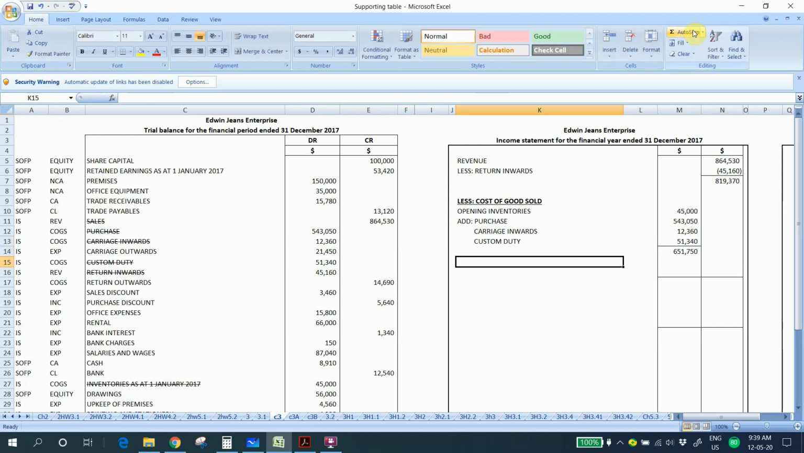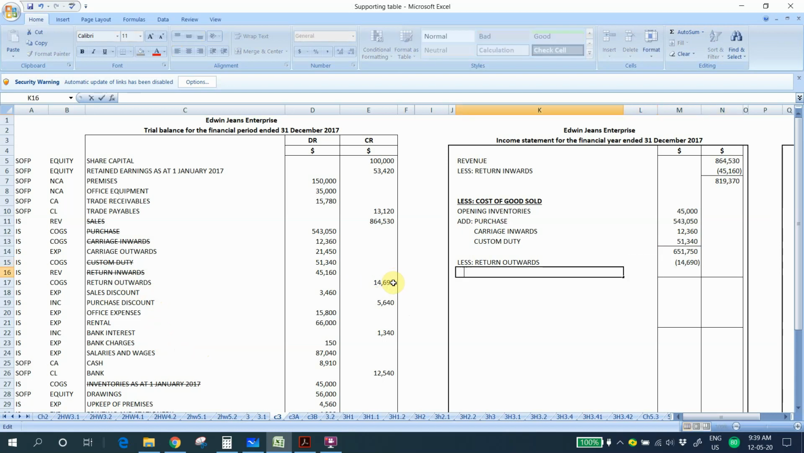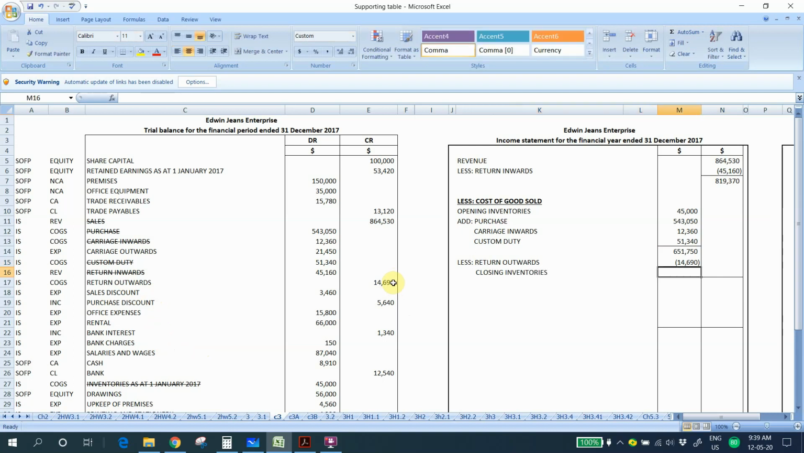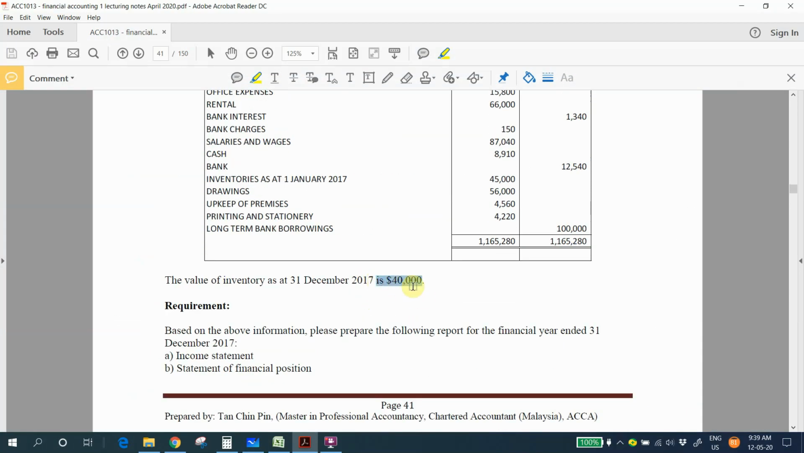After that, we have to minus return outwards. Return outwards is the product that you return to your supplier, so this will reduce your overall purchase, so it's a minus. Return outwards, where is the return outwards? Here. And then next, we also minus the closing inventories. Closing inventory you can find at the bottom of your textbook, 40,000.